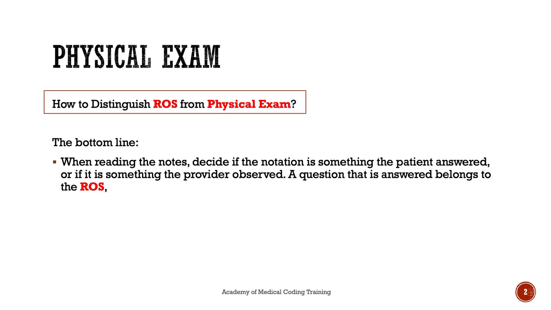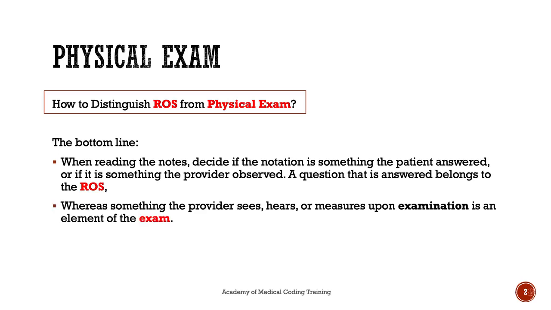So in a nutshell, review of systems is a question-answer session where the provider asks the questions and the patient answers. That is the review of systems. Whereas in the physical examination, the provider sees, hears, or measures upon examination. That is an element of examination. Examination can be done via inspection, percussion, palpation, or auscultation. So this is the difference between the review of systems and the physical examination.